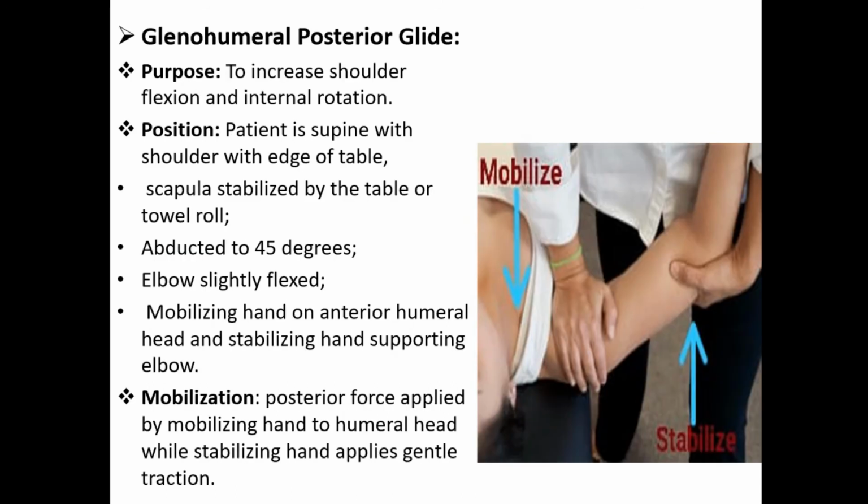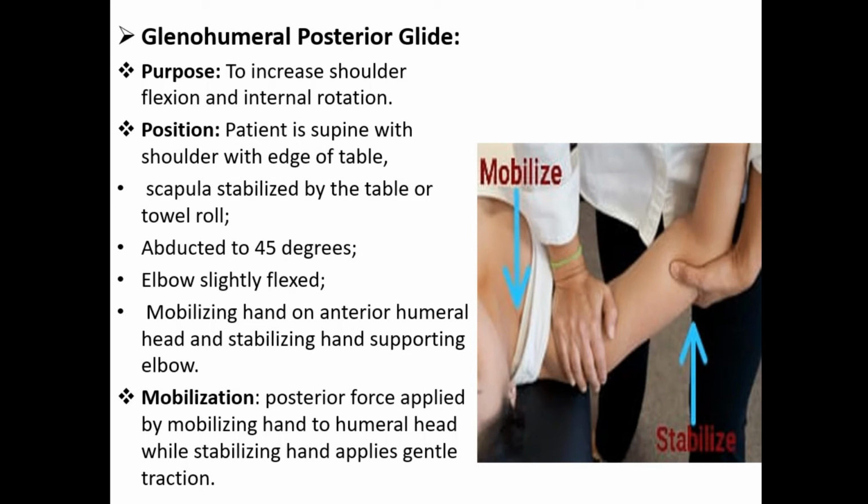Now second one is glenohumeral posterior glide. Purpose: to increase shoulder flexion and internal rotation. Position of the patient: patient is in supine with shoulder at edge of table. Scapula stabilized by the table or towel roll. Abducted to 45 degree. Elbow slightly flexed. Mobilizing hand on anterior humeral head and stabilizing hand supporting elbow. Look at the picture.